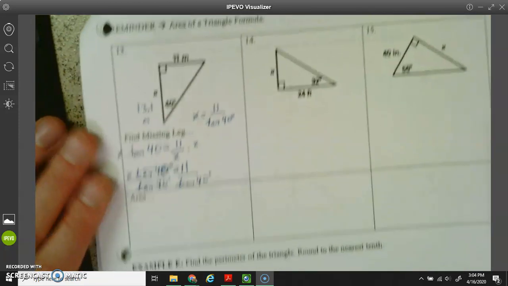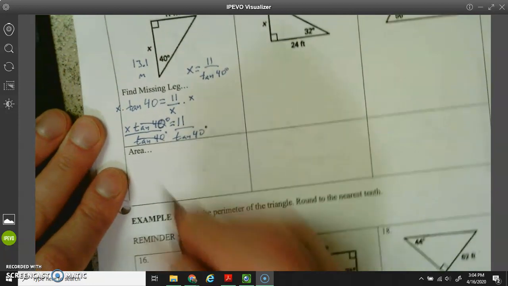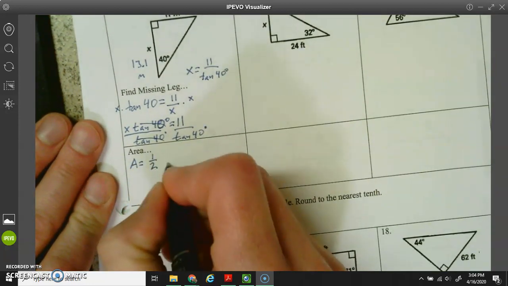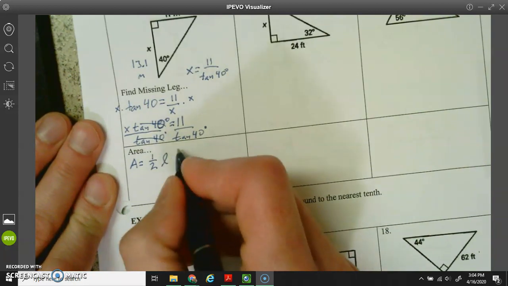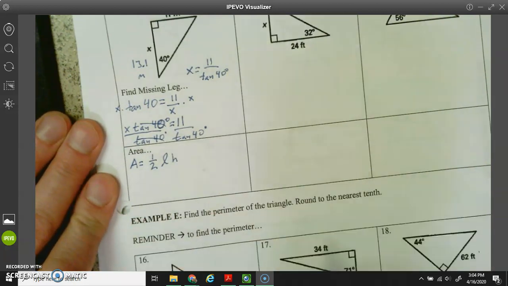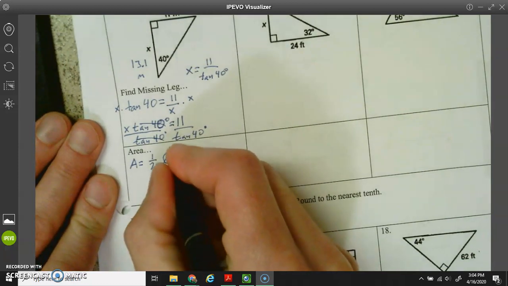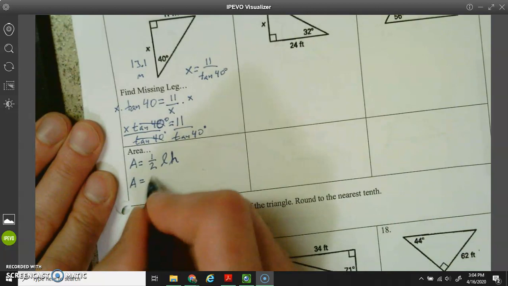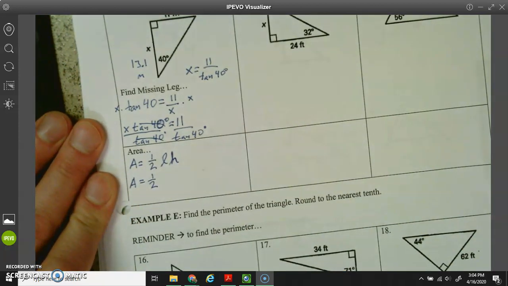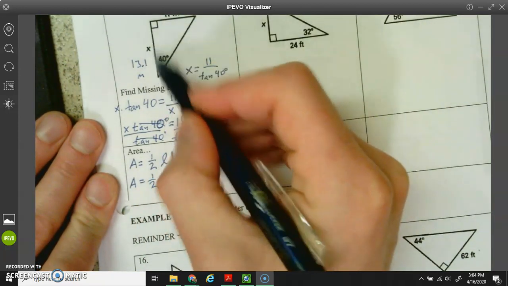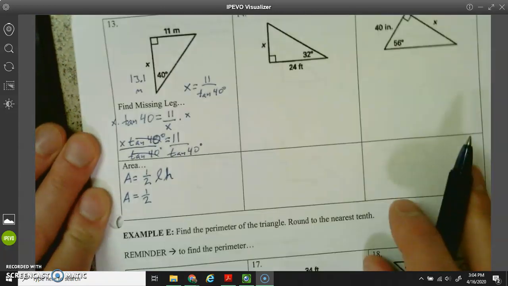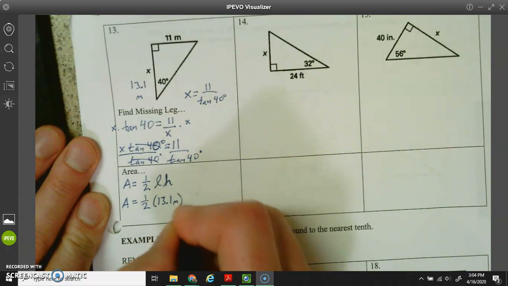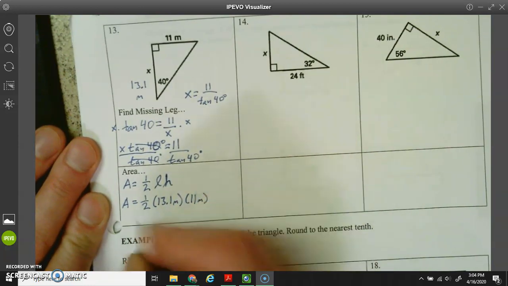Now the next thing I'm going to do is find the area. And to find the area, we do our formula for area of a triangle, which is 1/2 length times height, or 1/2 length times width. If I look at this particular problem, my 1/2 is 1/2. And then looking at my length and my height, I have 13.1 meters and 11 meters.